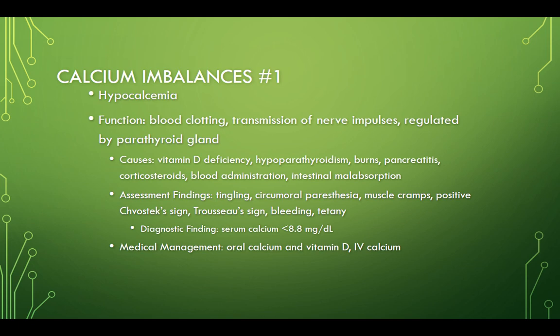Dysrhythmias for the cardiovascular: prolonged QT greater than 0.45, and ST segment prolonged also. Gastrointestinal: hyperactive bowel tones, diarrhea, abdominal cramps.